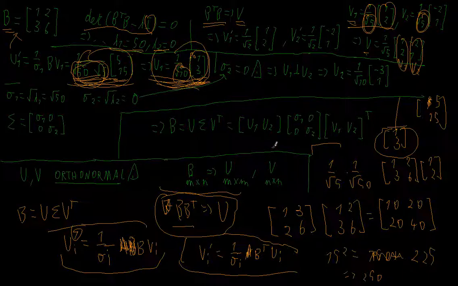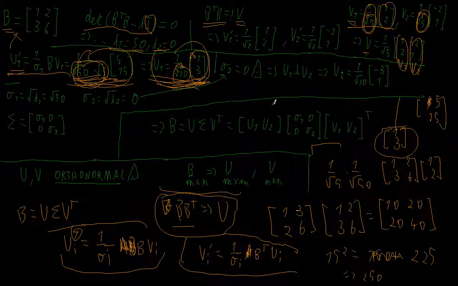And so sigma sub 2 is 0, so we cannot use the formula because we would divide by 0. And so we just need a vector. Remember, we just need a vector that is orthogonal to the first vector u that we found, and then we need to normalize it.